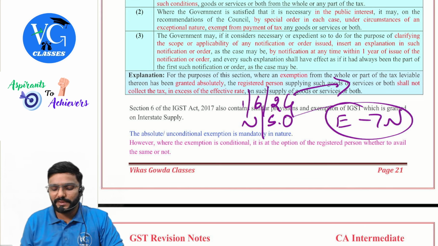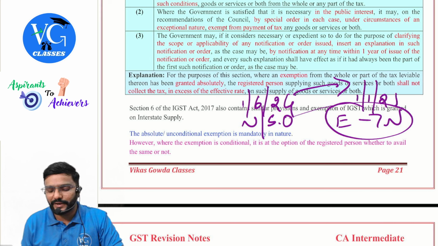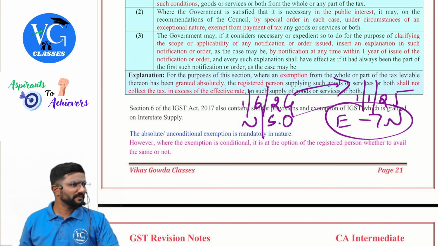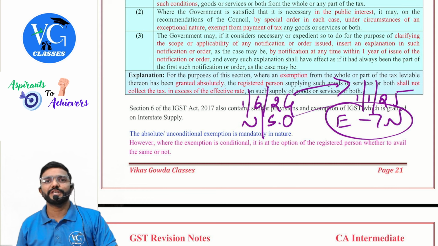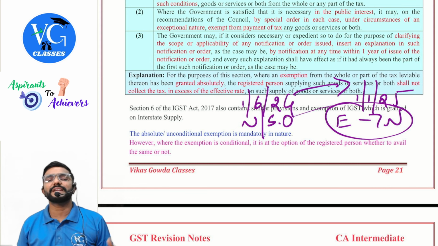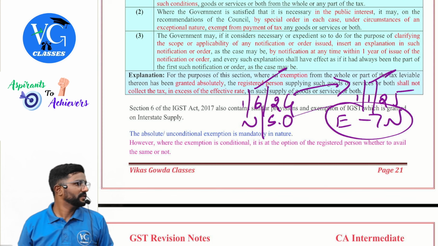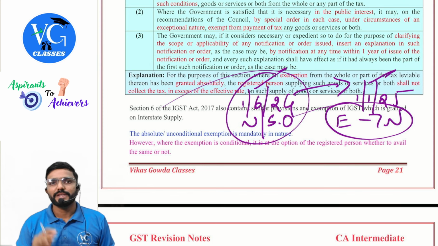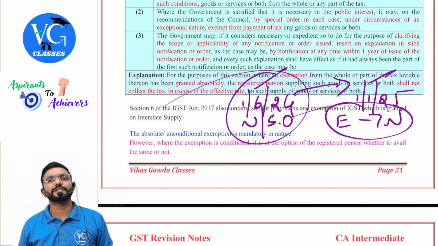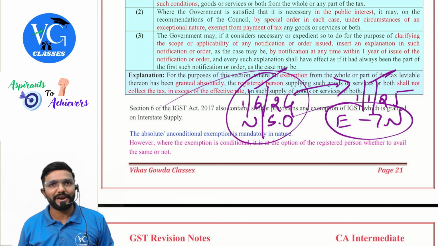Assume, guys, they gave the explanation on 1st January 25. The explanation for this exemption was given on 1st January. From when will the exemption have effect? 1st June or 1st January? 1st June itself. The date the original notification or special order is notified, guys.